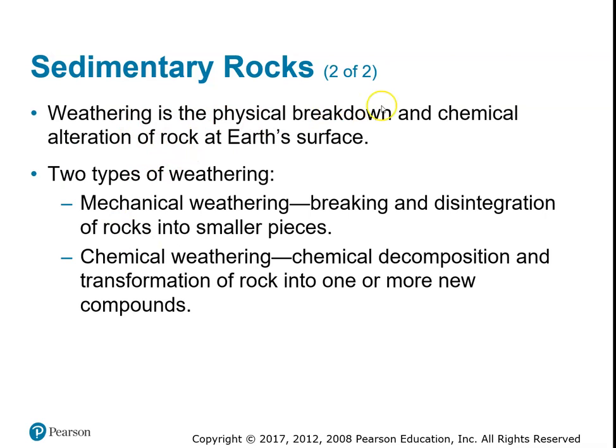All right, so weathering is the physical breakdown and chemical alteration of rock at the Earth's surface. So there's two types. The one I've already mentioned, mechanical weathering, is the breaking and disintegration of rocks into smaller pieces. Like, for example, when it rains and it freezes, and that frozen water, water always expands when it freezes. So that's something that can happen.